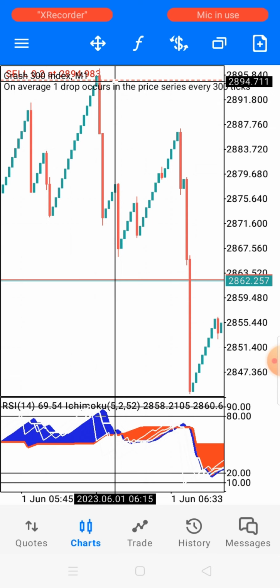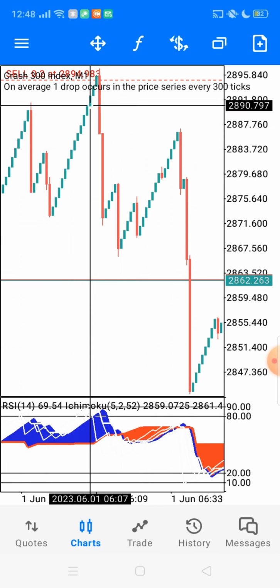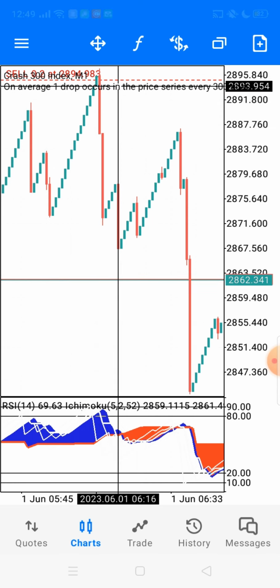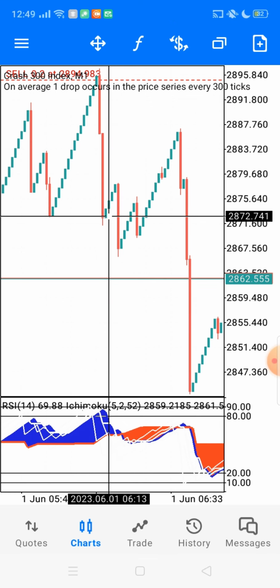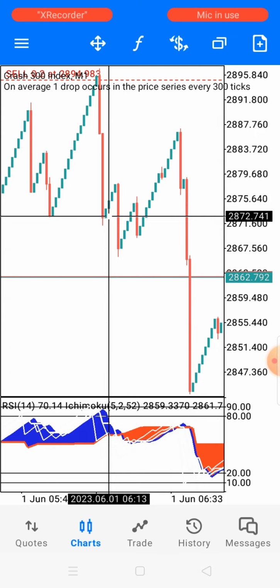So yeah, this is the entry point. This is Crash 300 and we'll be catching multiple spikes. This strategy is purely indicator based. It's very simple to replicate, it's very simple to use, and very effective, guys. This strategy has made me some good money, trust me, it has made me some good money.